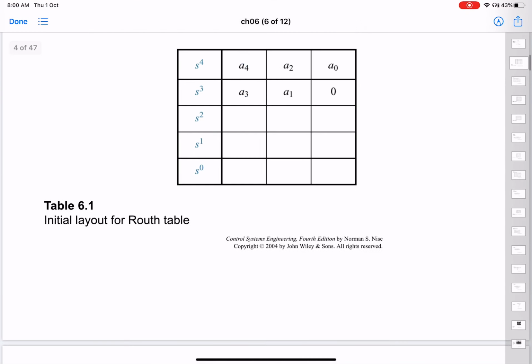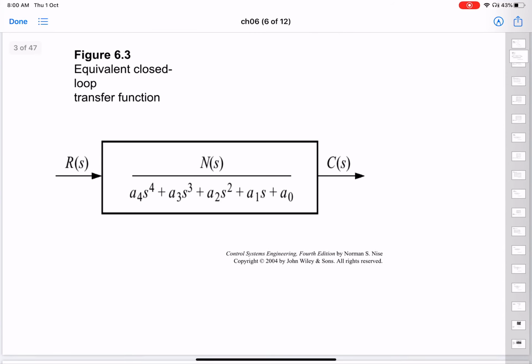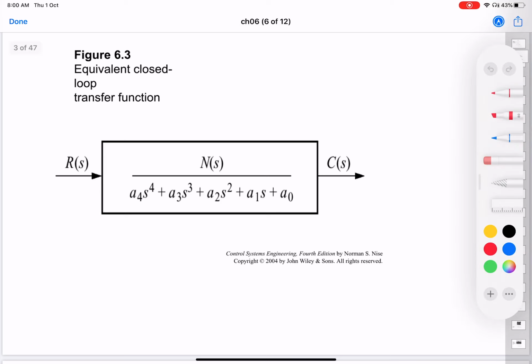We actually form a table called the Routh table. Suppose you have this equivalent closed loop transfer function for a system. There is a numerator polynomial in which we are not interested because we do the test on the denominator polynomial. We are looking only for the poles of the system.